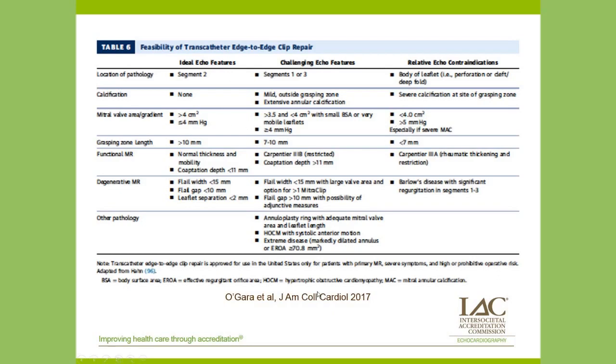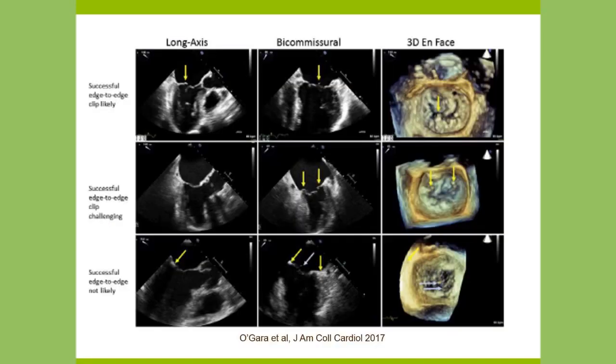So again, we have these things that we're asked to look at on the echo to help us know, is this a patient that can get a clip, or is it a patient that should not get a clip? And again, it's not sufficient just to say it's severe MR. We really need to know the mechanism in great detail. So here's some examples of that.